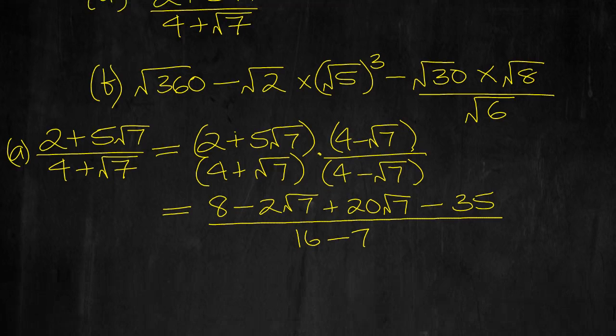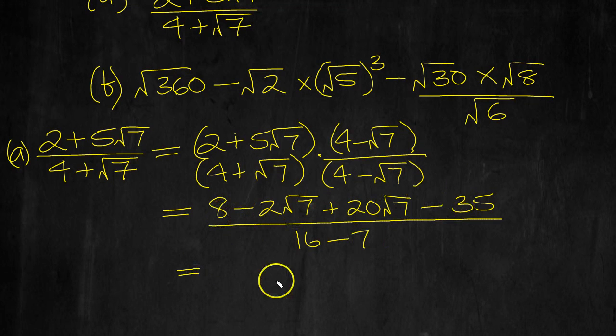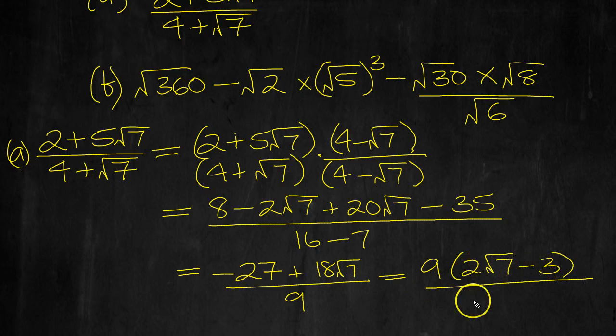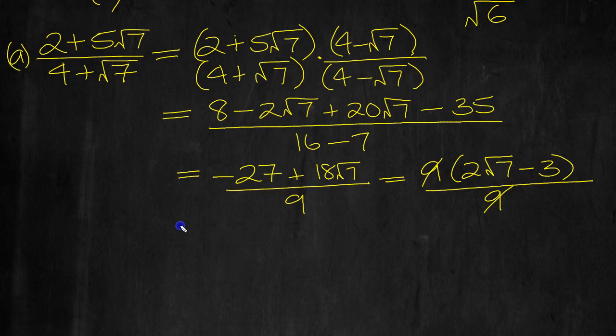So we end up with then, let's have a look at this. 8 minus 35 is minus 27, isn't it? And then minus 2 plus 20. 20 take 2 lots of root 7 is 18 root 7 over 9. 16 minus 7 is 9. There's a 9 common on top. Let's take that outside a bracket and then put this term first. So we'll have 2 root 7, won't we, to make 18, and then minus the 3 in the second position here to make the minus 27. So we wrote it this way around because it's easier on the eye. Cancel the 9 then, top and bottom, and we're left with 2 root 7 minus 3.